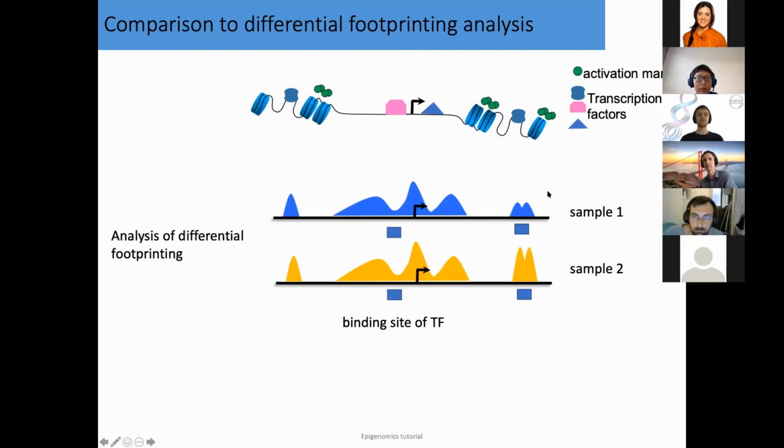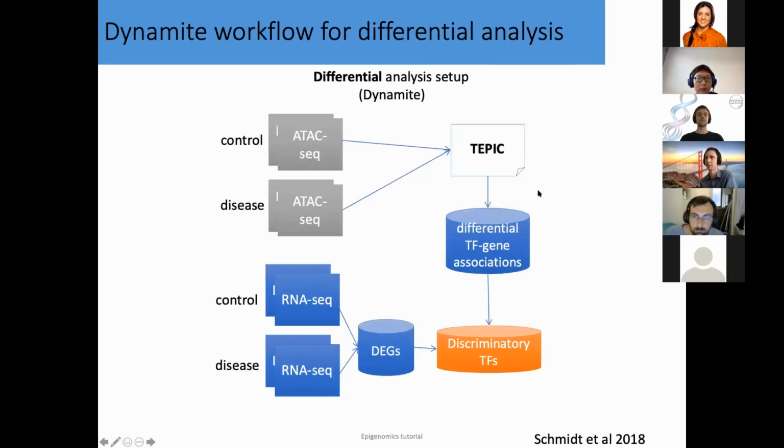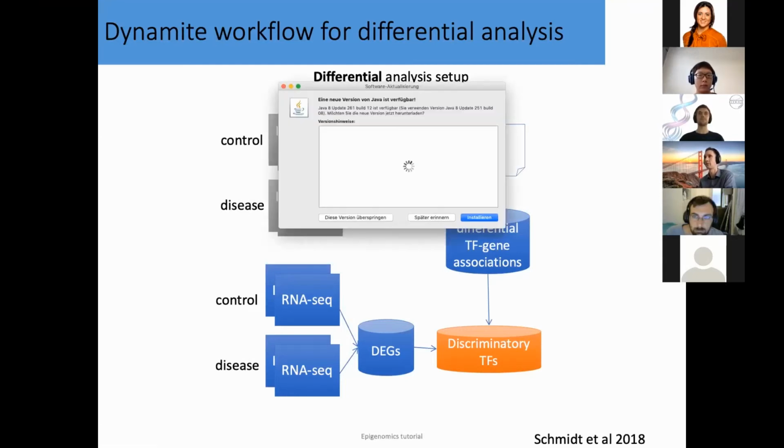Now here in this Dynamite analysis, we're making that connection. The way it works is you obtain ATAC-seq data or DNase data, or you can also use histone ChIP-seq data, for your two setups, for example control and disease. For each of those setups, you run TEPIC, and that's going to give you TF gene scores.